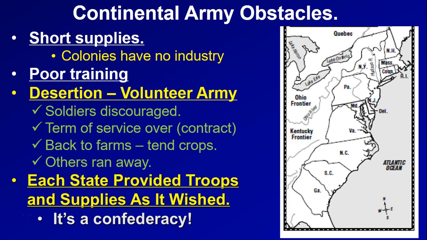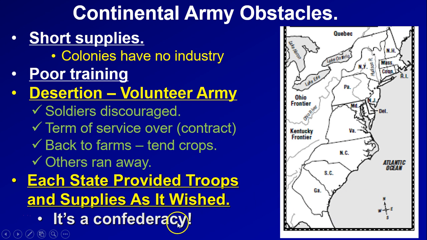Each state provided its troops and supplies as it wished. George Washington spent huge amounts of time writing letters to the Continental Congress saying, please give me money to pay my soldiers, give me supplies, give me more soldiers. And the colonies, or states, as they're now calling themselves, are sending it as they wished or as they felt they could.